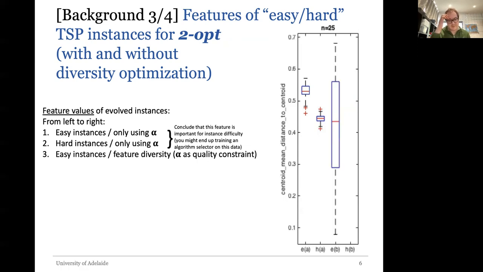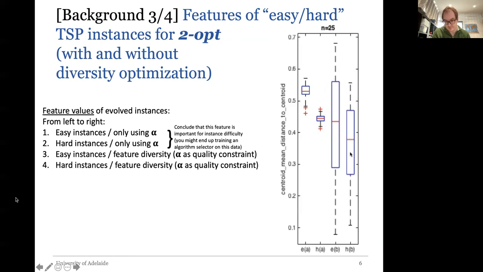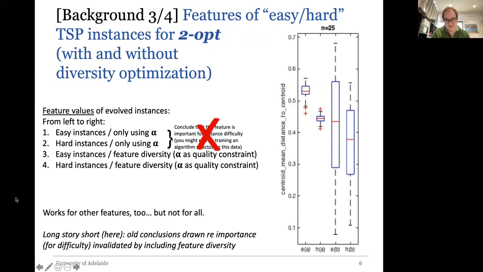But we have found out that once we evolve easy instances while focusing on feature diversity, so combining both, we observed that, hey, we can actually observe mean distances to the centroid in a very wide range. And more importantly, it very much overlapped with the one of hard instances. So this invalidated our original observation quite badly. This is just to show you very briefly that you have to be careful when you're drawing conclusions based on feature diversity or the lack of feature diversity.